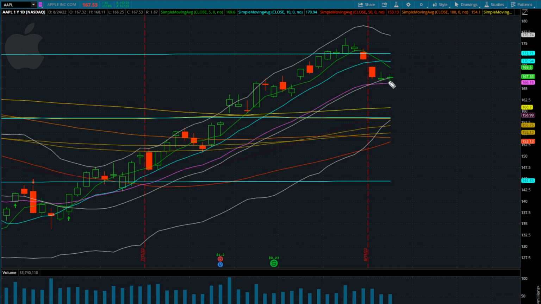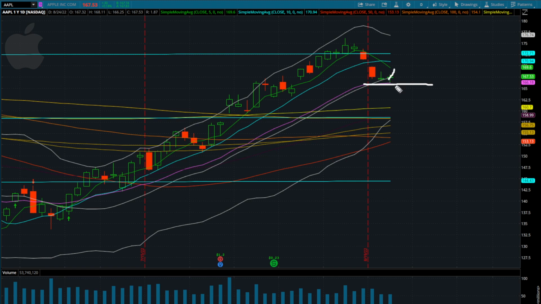You can also play the bounce here, and then maybe we get rejected at the 5-day moving average. And then once we start to fade back down and lose this 20-day moving average, you can start your short position here in hopes to take profits at 165, 160.70, and then 158.99. These would be your potential profit taking zones to the short side. So depending on which way you want to look at this trade, it's presenting a fantastic opportunity for both sides.